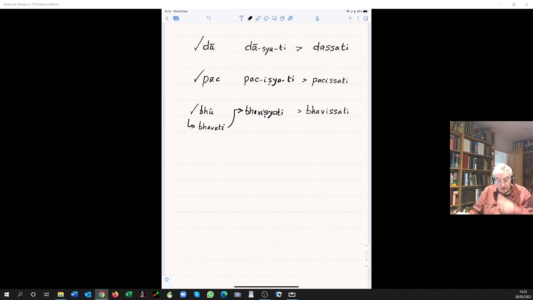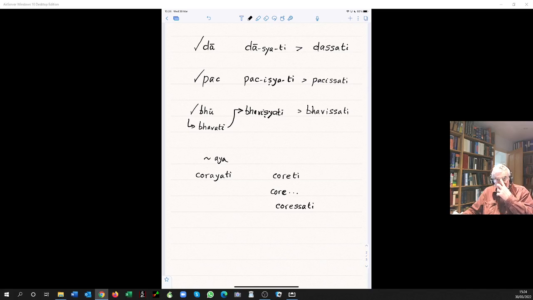Let's look now at the future of the 10th class. That's the aya class. For example, chor in Sanskrit, chorayati, to steal, Pali choreti. All that happens in the Pali is this aya has become softened to e, chorayati, choreti. Now, in Pali, he will steal. It's made as if the base is chore. So he will steal, choressati.